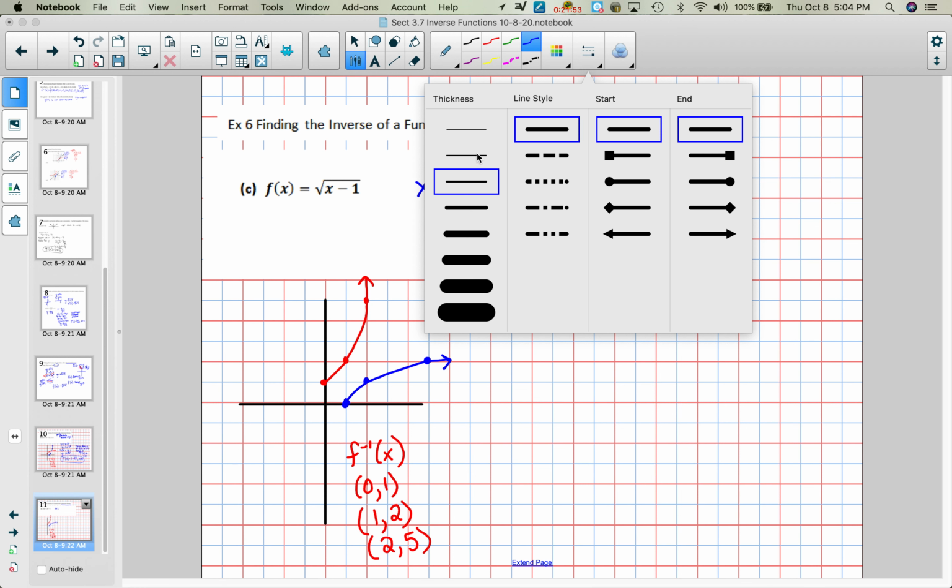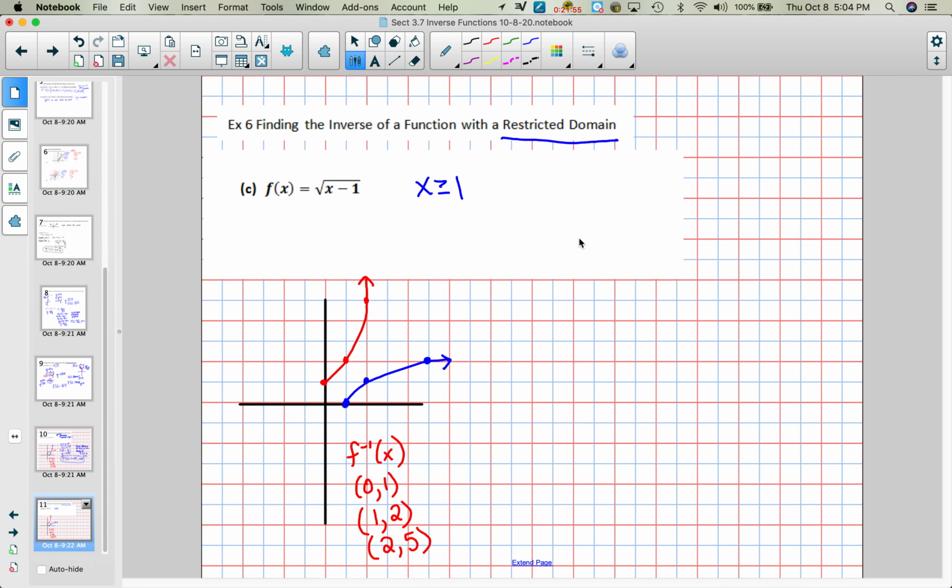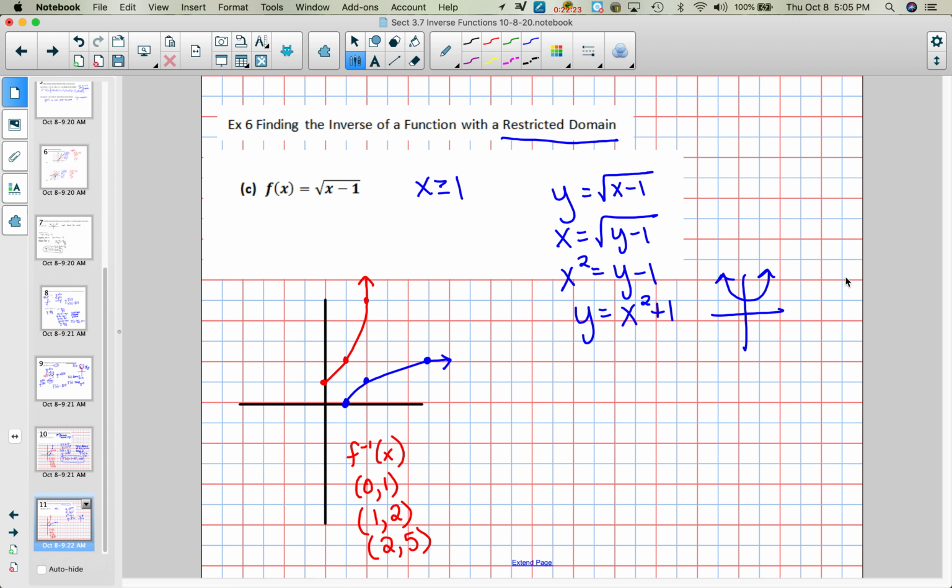Now, when we do this algebraically, I'm going to call this y, so we have y equals the square root of x minus 1. Swap x and y. Then I'm going to need to square both sides, so I get x squared equals y minus 1. So then y equals x squared plus 1. But this is a parabola. We know what this looks like. It's the whole thing. So we don't want the whole thing because that wouldn't be a one-to-one function. We only want part of it.